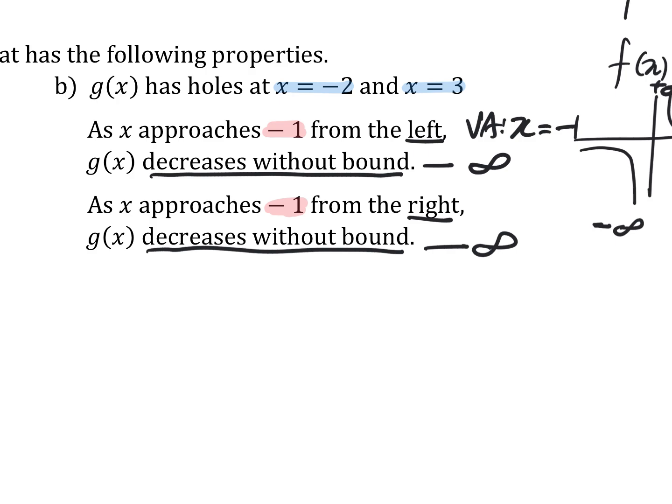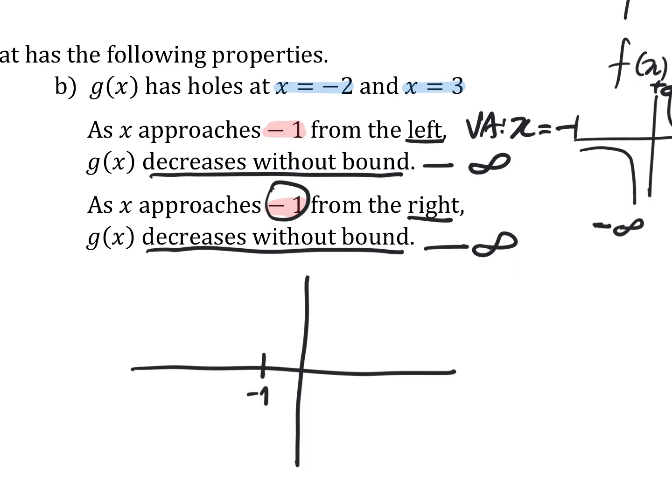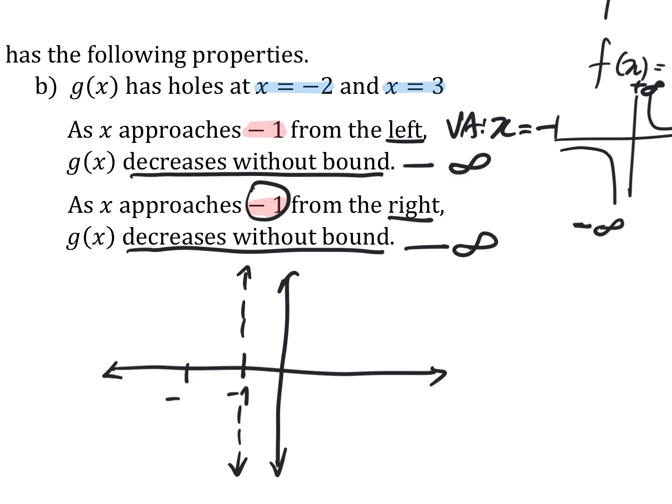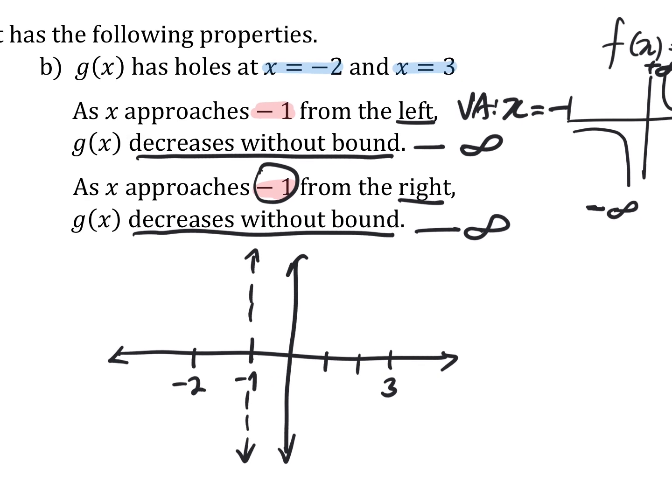So let's sketch it. First we are going to go for our vertical asymptote. That's going to be negative 1. Next, it says a hole at negative 2, so let's write negative 2 in here. Then 1, 2, and 3. Maybe that's going to be 3. So remember that at negative 2 and 3 there are holes.